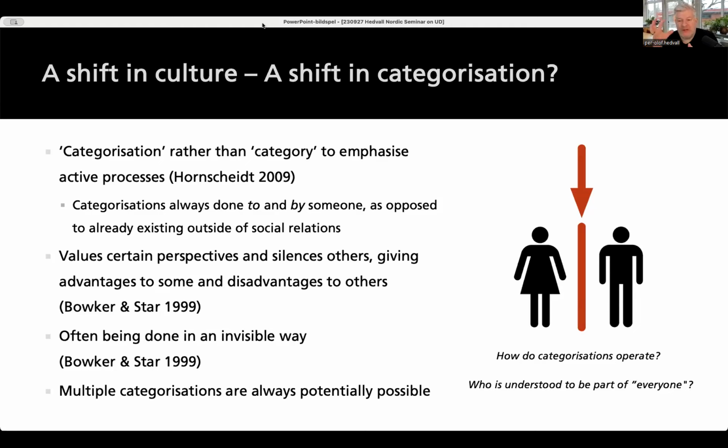But multiple categorizations are always potentially possible. So we work on questions such as, how do categorizations operate? What do categorizations create? Who is understood to be part of everyone? On the screen right now, there's a toilet sign where I highlighted the line between a woman and a man. And that's the kind of question that we ask. That line between man and woman, what does that separation create?